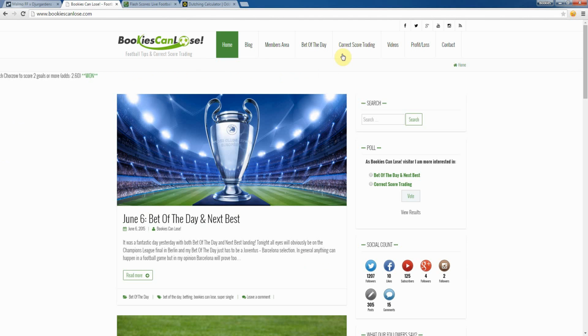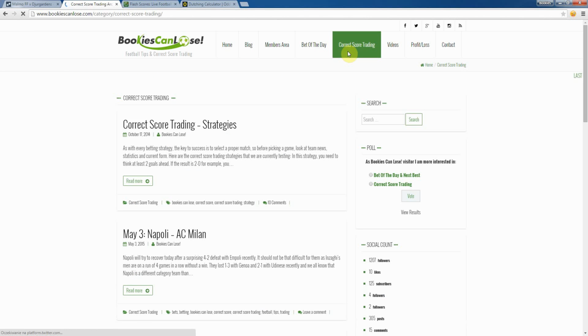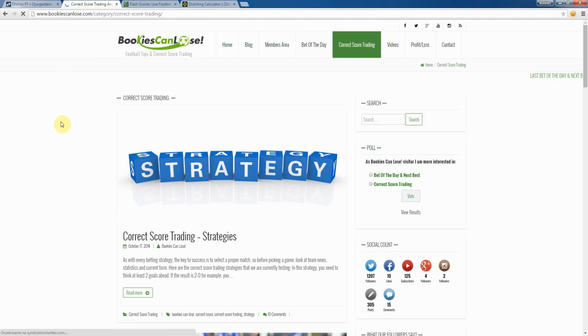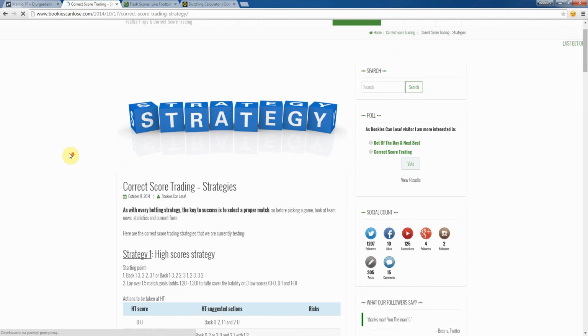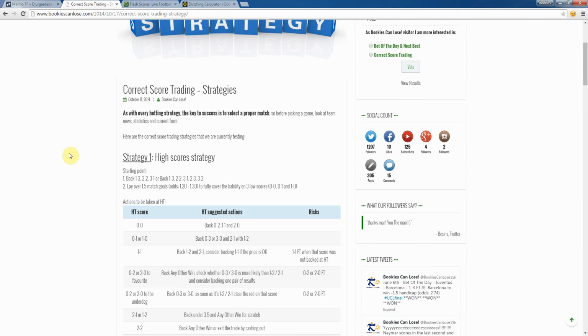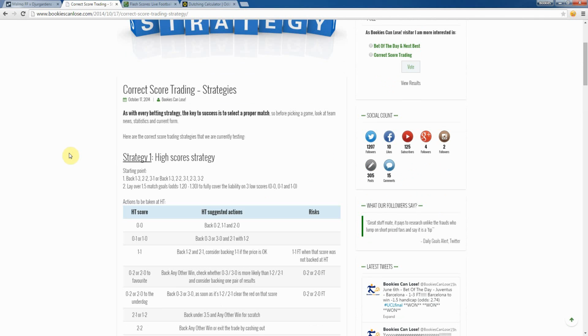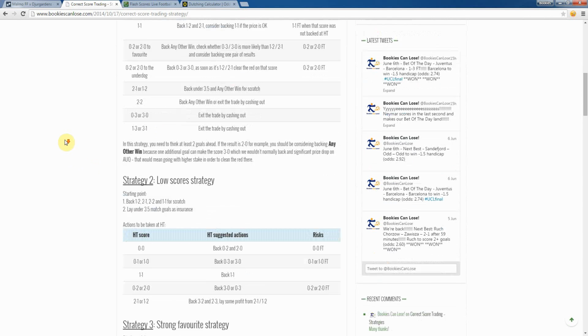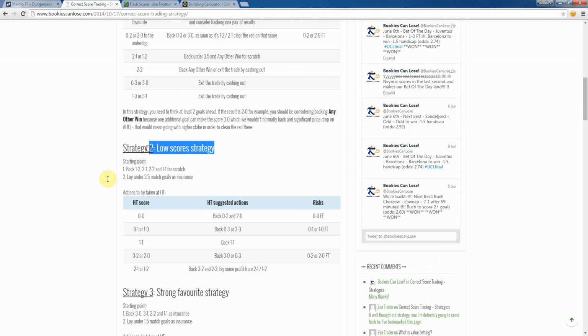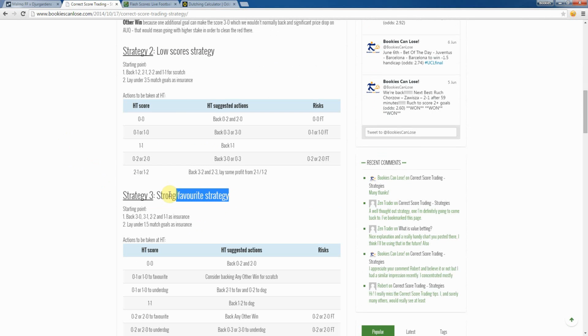And what we are currently testing are the following strategies. There are 3 of them available, the correct score trading strategies. We have the high score strategy, the low score strategy, and the strong favorite strategy.